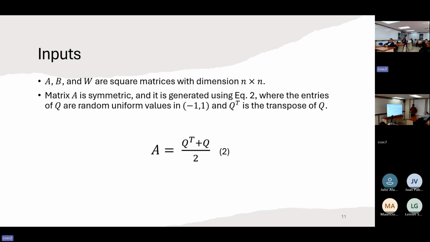This work was developed for symmetric matrices. The easiest way to create a symmetric matrix is using equation 2. This matrix was created using random uniform values from -1 to 1, and to achieve this symmetric matrix we use equation 2, which says that A is equal to the transpose of Q plus Q, over 2.